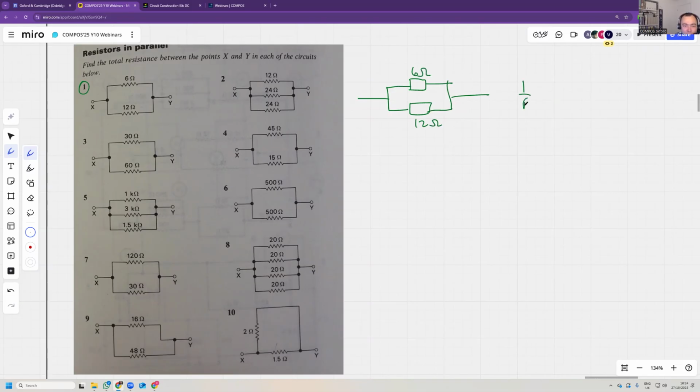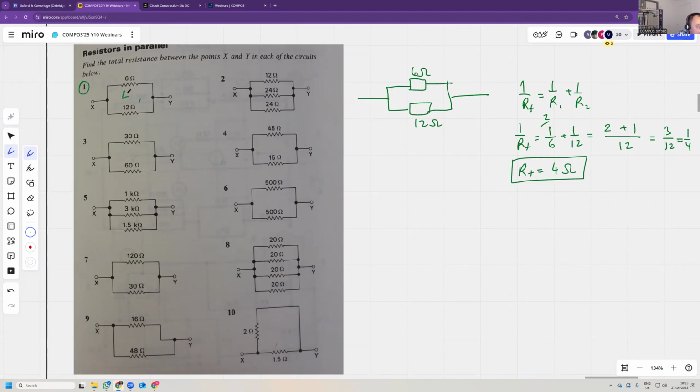So 1 over R total is 1 over R1 plus 1 over R2. So 1 over the total resistance is 1 over 6 plus 1 over 12. Simplify that, so multiply this by 2. So it's going to be 2 plus 1 over 12, which is 3 over 12, which is 1 over 4. So 1 over R is 1 over 4, so RT is 4 ohms. So this is 4 ohms.